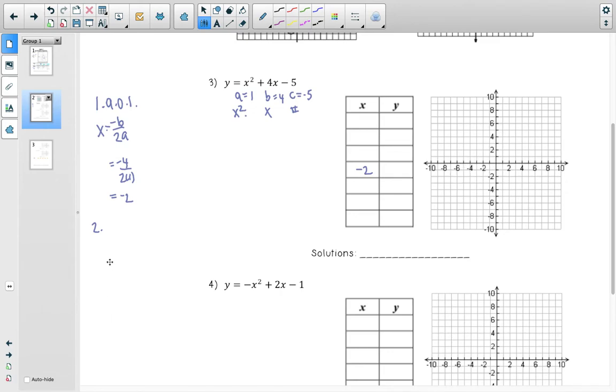So just keep that in mind. Second step is to find the vertex. So we plug in that -2 into here. So we have -2 squared, and then 4 times -2 minus 5. So that gets us 4, -8, and minus 5. So that gets us -4 minus 5, which is -9. So we're at -2, -9.